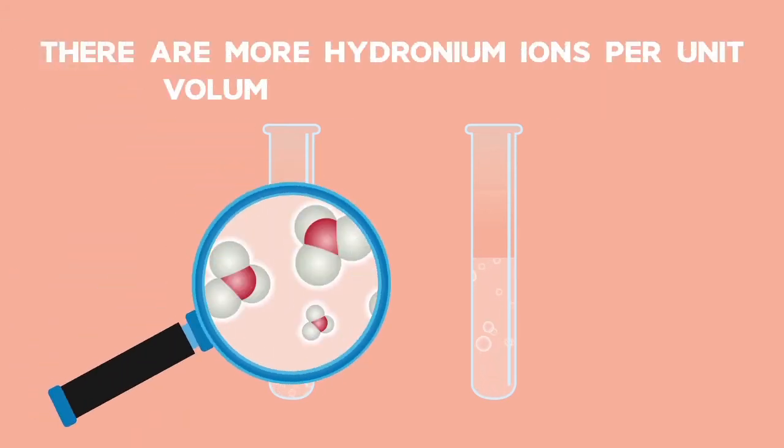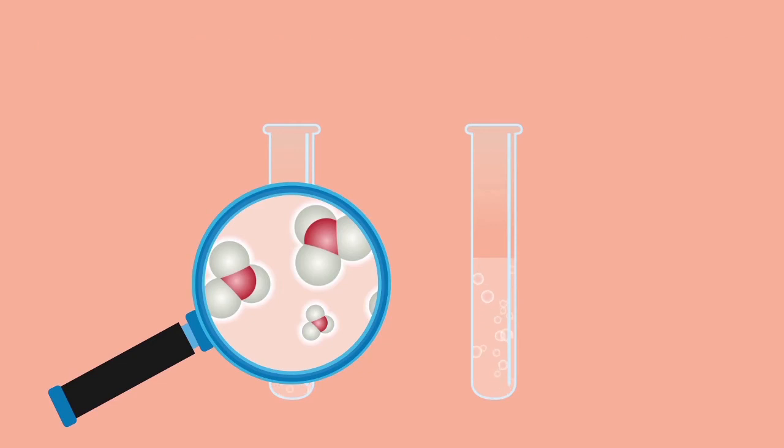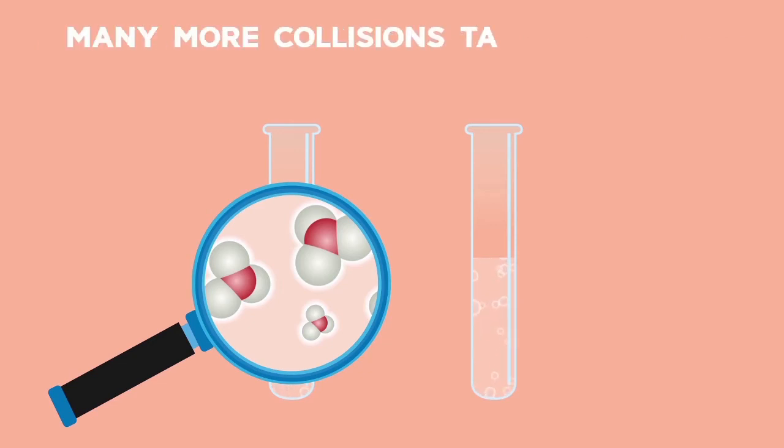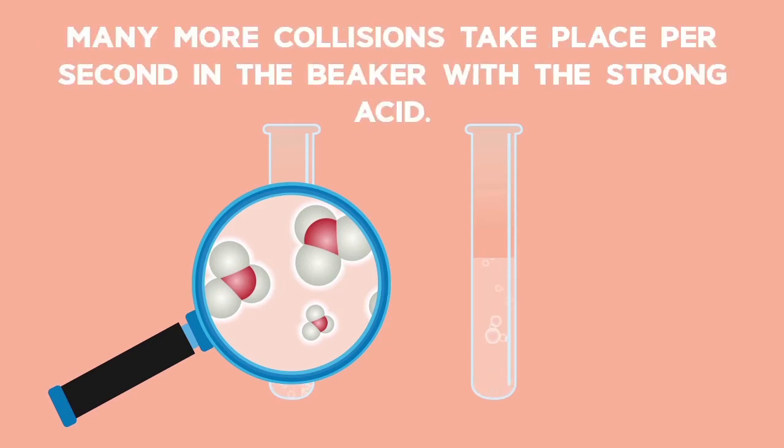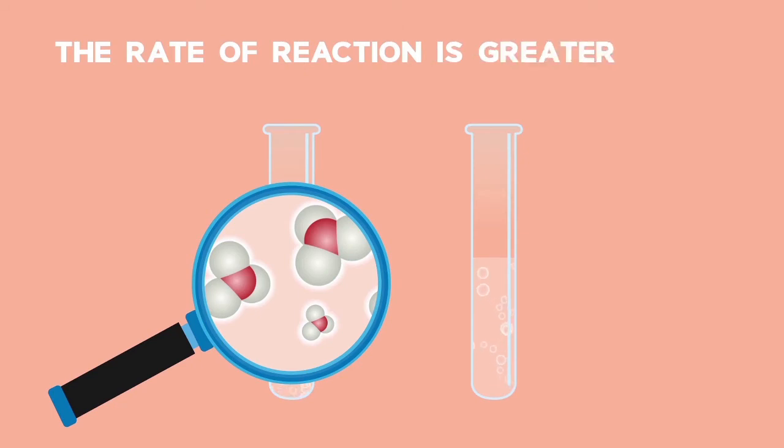There are more hydronium ions per unit volume in the strong acid. Therefore, many more collisions take place per second in the beaker with the strong acid. The rate of reaction is greater in the strong acid.